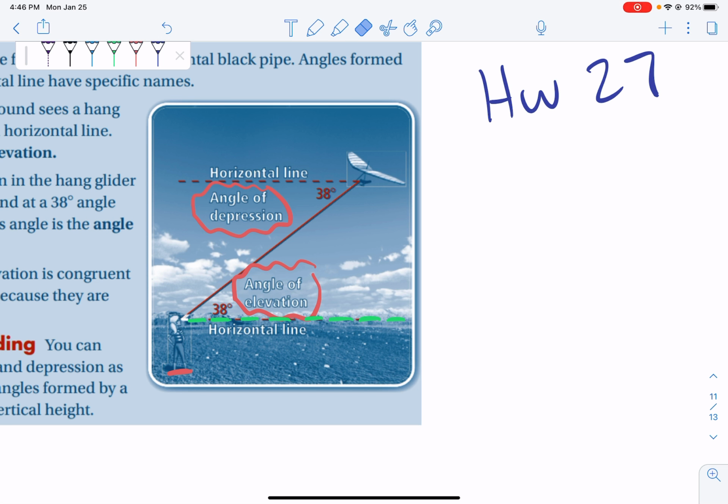Now, whatever she is looking at, in this case, she's looking at this hang glider up here. Whatever she's looking at, if it were to look back at her, now this hang glider person, if they look straight out, they make a straight line, right? Now, if they were to look down at the person on the ground, they create this angle from looking down. If you create an angle looking down, then that is called an angle of depression, all right?